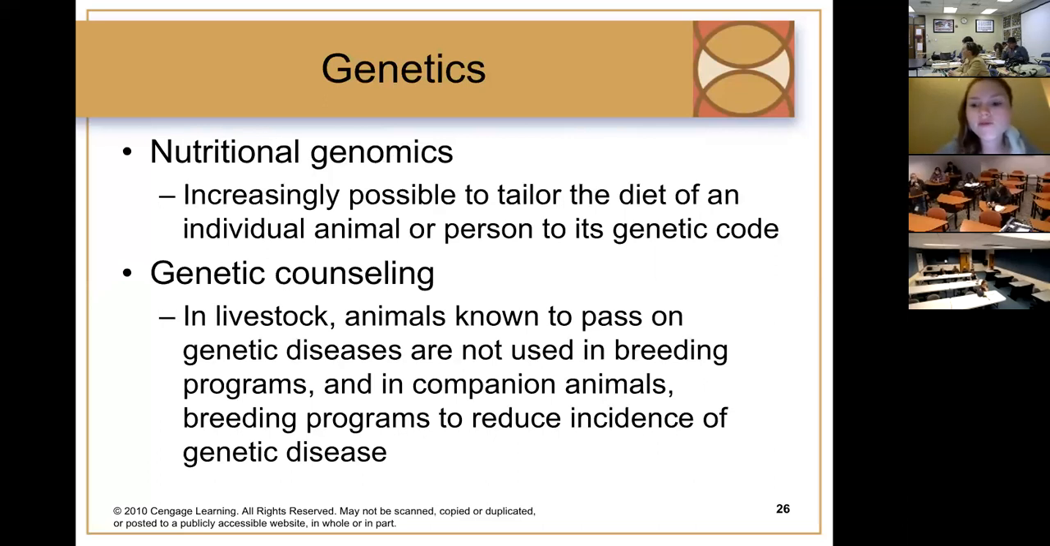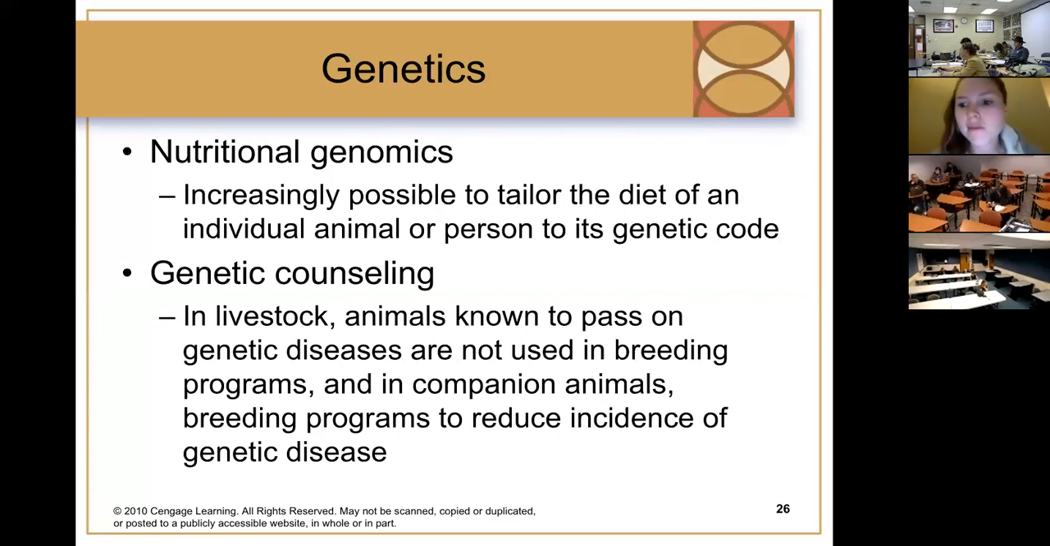You can really see what their genes encode for and how they would use those nutrients, and tailor the diet accordingly. So it's getting down to more specific feeding, and it would be pretty efficient if you could actually tailor the diet to meet their specific requirements based on their genetics. Nutritional genomics is just another tool that's coming onto the scene.